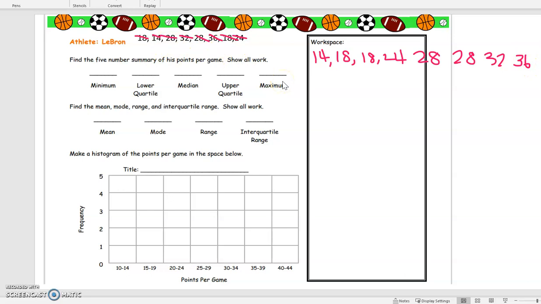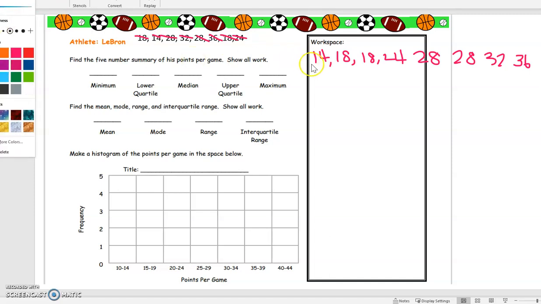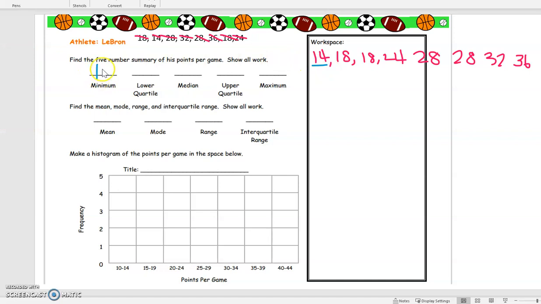Once they're arranged from least to greatest, I can identify the minimum and maximum. Minimum being the smallest, so 14 is the minimum, and the maximum being the largest is 36. The next data point I'm going to find is the median. The median is the number that's in the middle. So I'm going to cross them off, starting with 1 from each end, so the smallest and the biggest, and I'm going to work my way inwards.